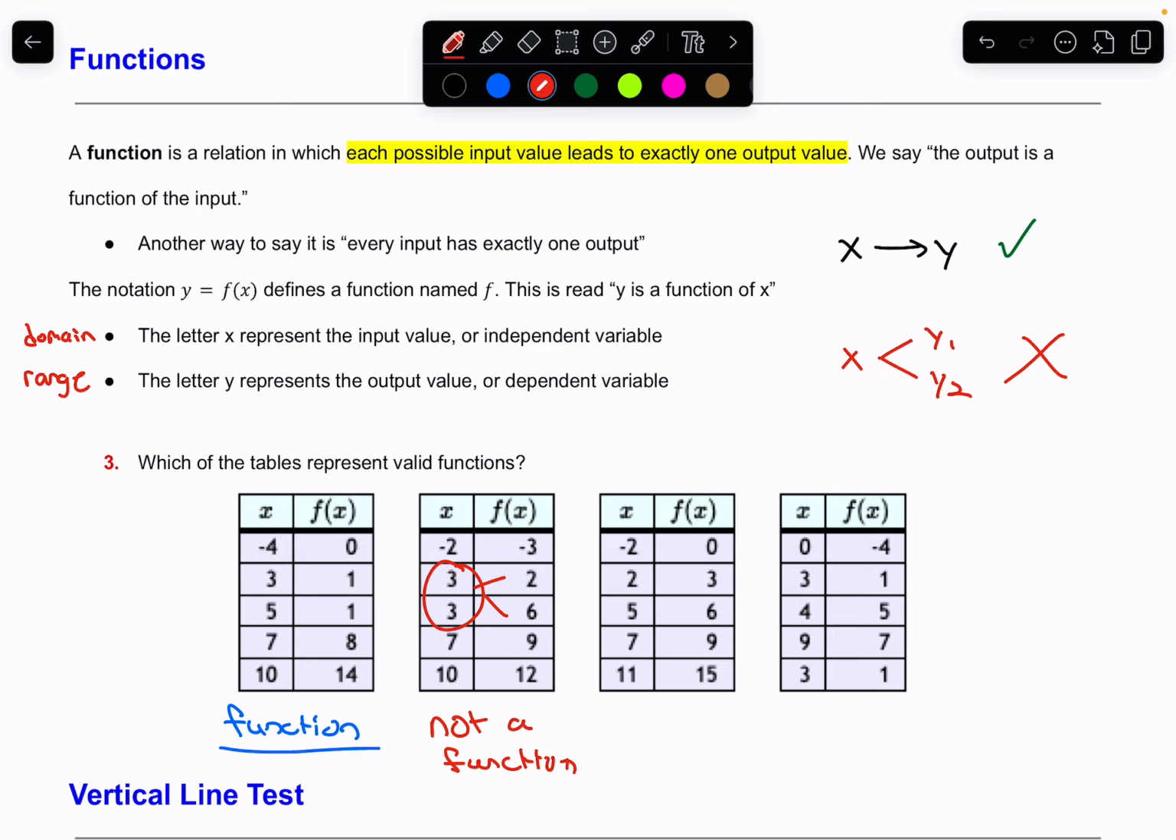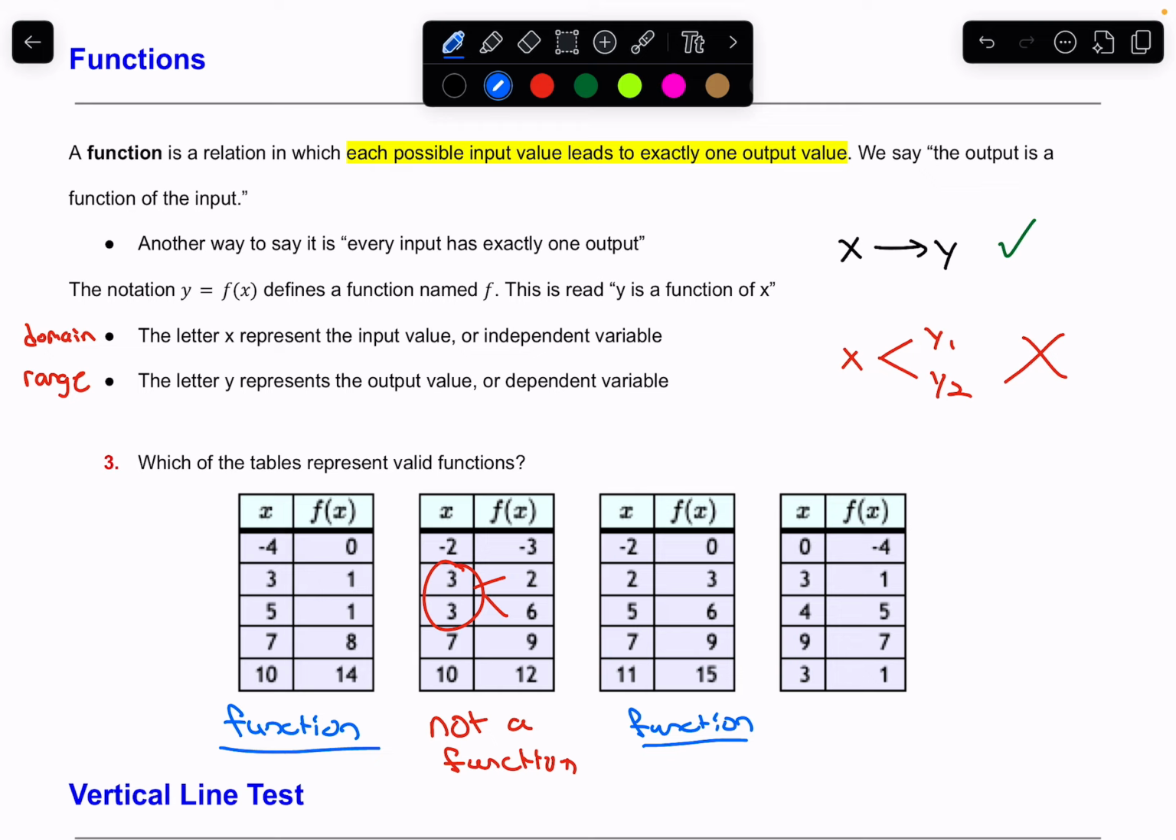All right, third table. We have -2 goes to 0, 2 goes to 3, 5 goes to 6, 7 goes to 9, 11 goes to 15. Notice none of these x values got repeated, so we're all good. This is a function. Okay. Again, if you don't use the same x value twice, you're not even going to have to worry about it.